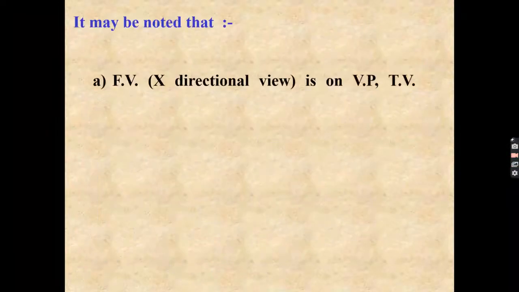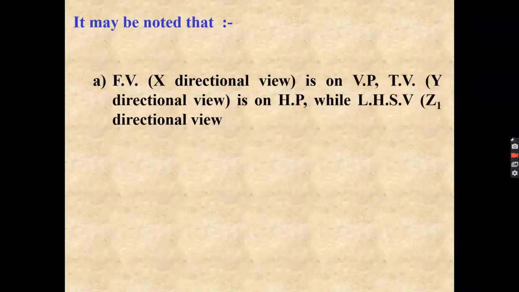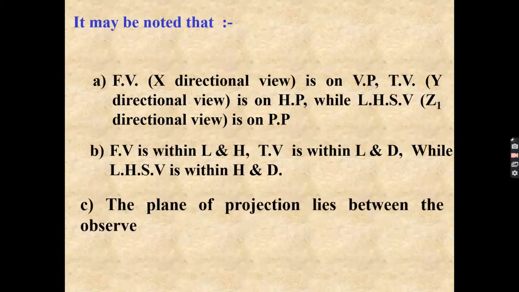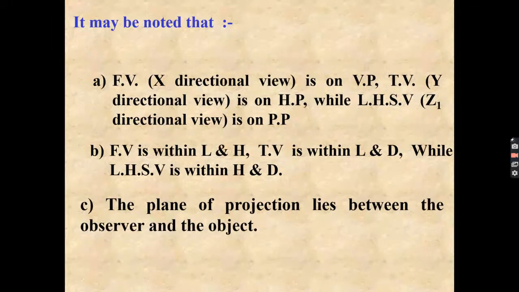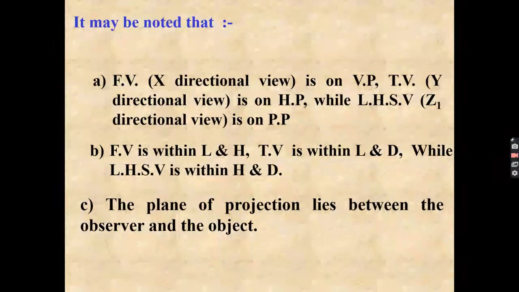So these are the points you have to note down: front view is on the top vertical plane, top view on the horizontal plane, and left hand side view on the profile plane. Similarly, you will get the length and height on the front view, length and depth in the top view, and in the side view you will get the height and the depth. It is the same as we have seen in the first angle projection. The only difference is your plane of projection.